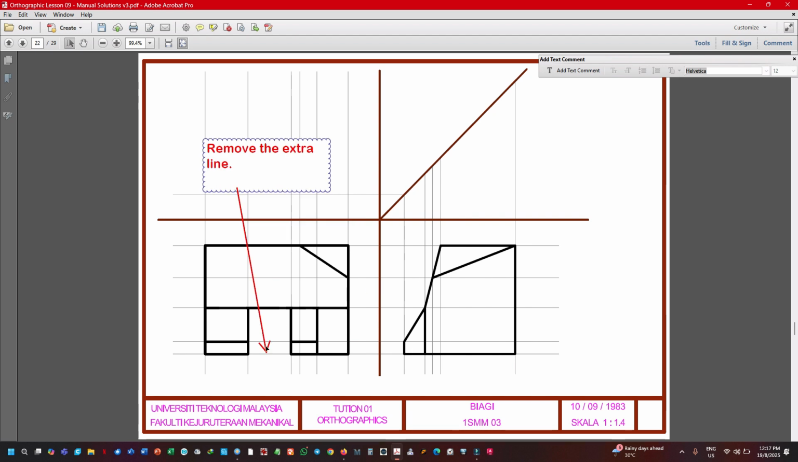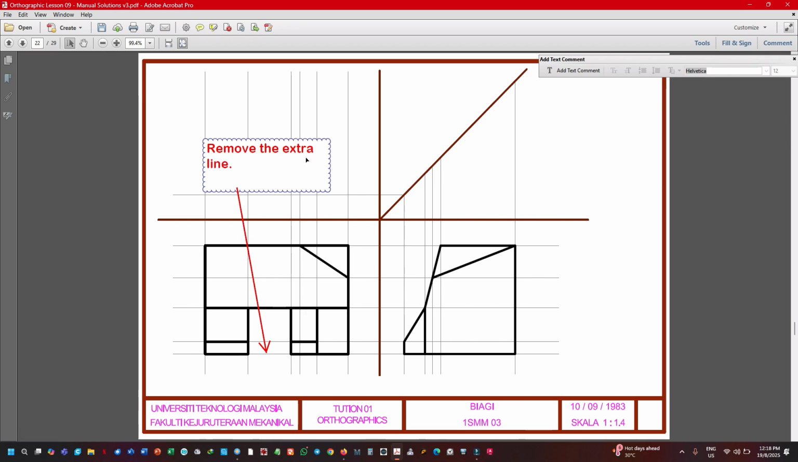It's not necessary to remove the extra lines. In fact, I advise you not to remove all these extra lines. These extra lines are basically construction lines because they carry marks, so do not erase them. If you want, those extra long lines outside, you can erase to make it look tidier.